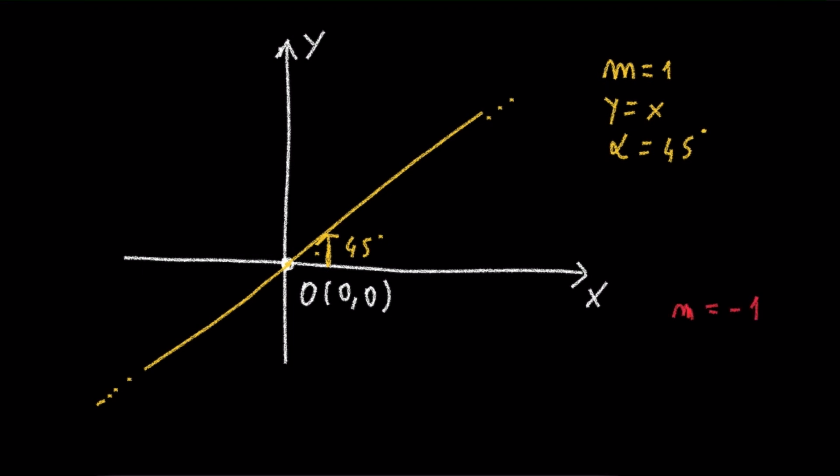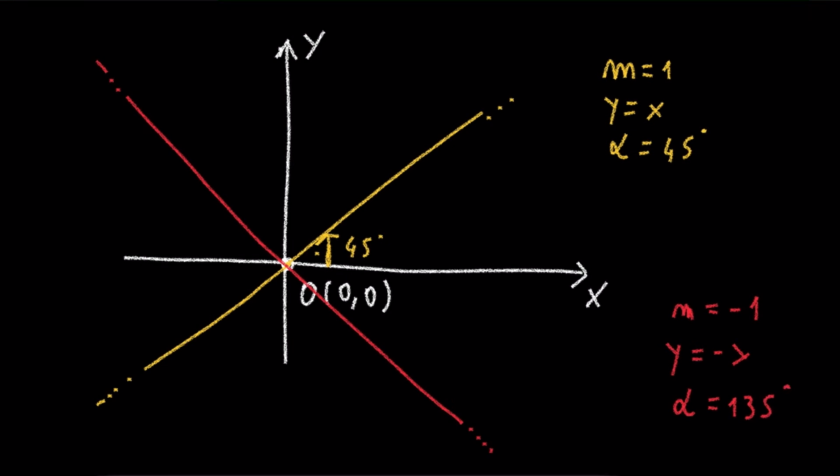When m equals minus 1, then the equation is y equals minus x, and this line represents all points where the ordinate equals the abscissa in absolute value but has the opposite sign. This is the bisector of the second and fourth quadrants. And note that here alpha is 135 degrees.